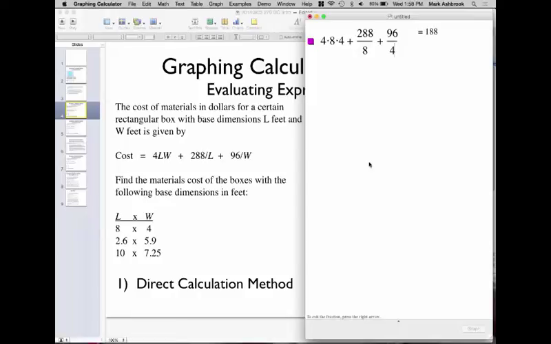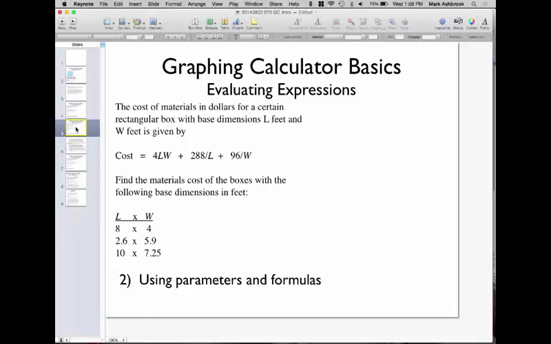Okay, so what does this tell us? It tells us that the box that's 8 feet by 4 feet would be $188. Piece of cake. I already did this, right? So this is just using the graphing calculator as a calculator on values. Just put an expression in with numbers, it cranks out your answer. Okay, so next.